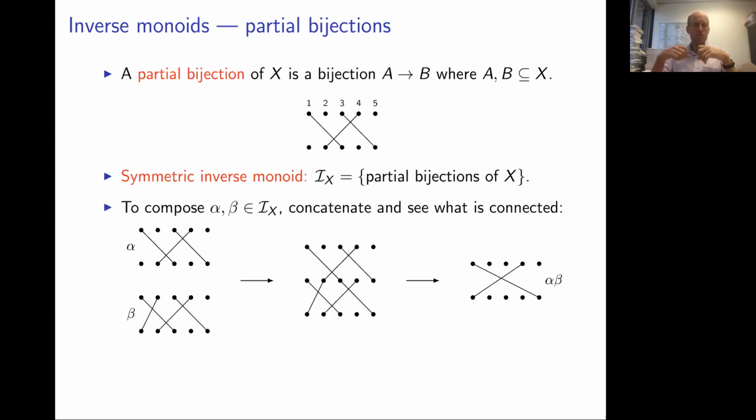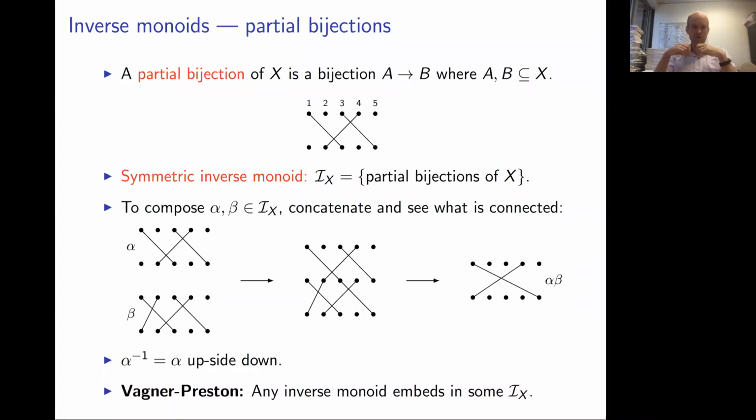And to compose these things, you just do what you would if they were permutations. You join them up and then see what goes where. In particular, we have an associative operation, and we've got an inverse, which is just the ordinary inversion of mappings, or in terms of the pictures, you just turn the picture upside down. And these are important because, as I said, they play the role of symmetric groups, meaning that any inverse monoid is basically an inverse monoid of partial bijections.